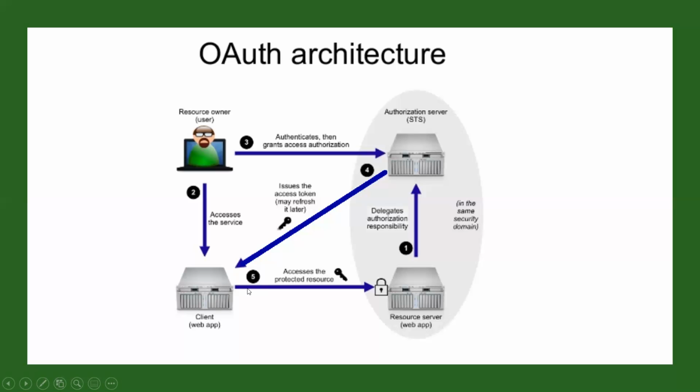This client will send that access token to the resource server here, which is the web server where our website is deployed, and it will check the access token and then give the resources back to the client. This is the overall flow.